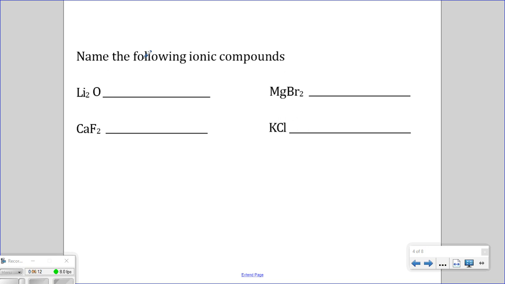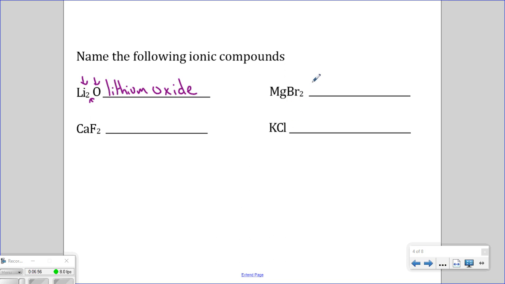So in the following examples, we can name the following ionic compounds. Just note that in ionic compounds, these subscript numbers are not included in naming ionic compounds. So in this case, if we have the chemical formula Li2O, we simply follow the rules that were on the previous slide. Name the metal first, and then name the non-metal second, change the end to IDE. So in this case, Li2O, we would name as lithium oxide.